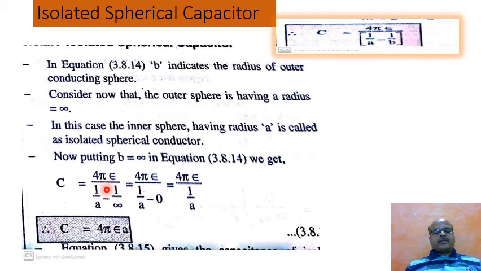We get the equation C equals 4 pi epsilon times 1 upon A minus 1 upon infinity. So 1 upon infinity is 0, which gives 4 pi epsilon upon 1 by A. So this A goes to the upper side, and we can write C equals 4 pi epsilon A. So this is the expression for an isolated spherical capacitor.